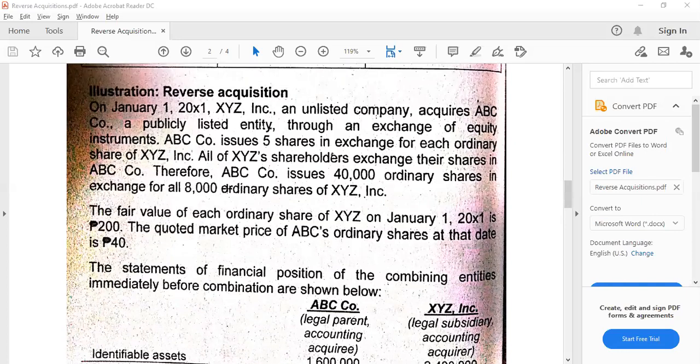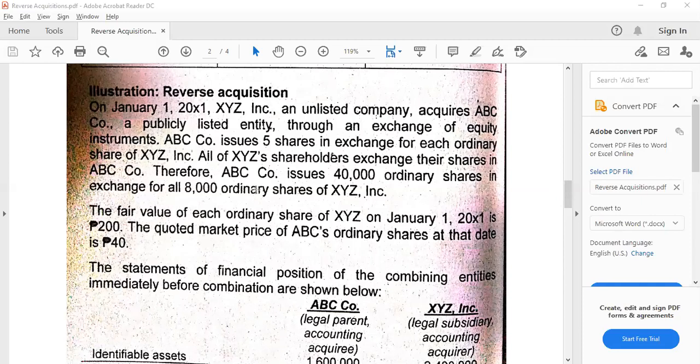So the point here is that XYZ wants to become public. So that's why it acquires ABC. However, for sure, the setup would be that ABC would acquire XYZ so that it would be easier for XYZ again to become public. And then ABC would issue shares, 5 shares in exchange for each ordinary share of XYZ.